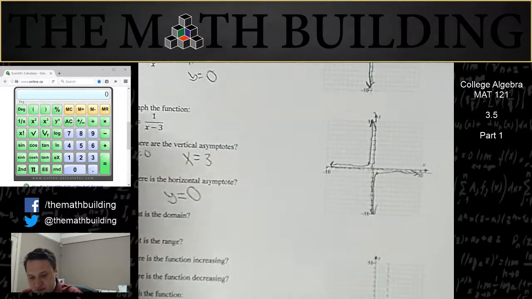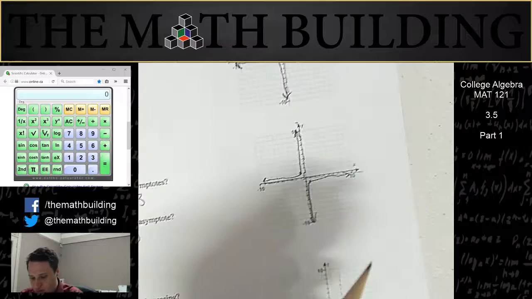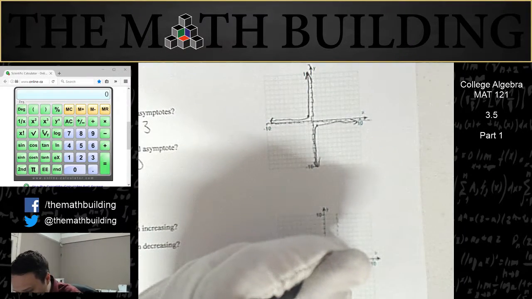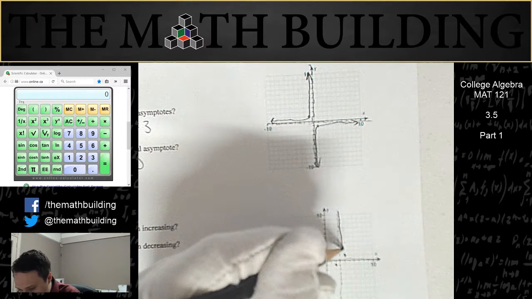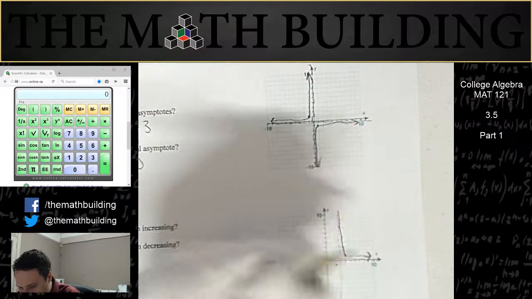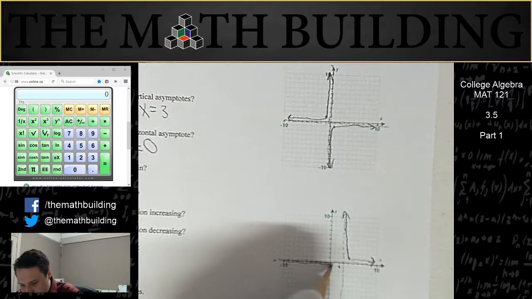The graph is basically going to be exactly the same as this graph. It's just been shifted over 3. So you can plug in some points if you like, but it's basically going to be this number here and this number here. So let's draw that in. And draw this one in. And this is because it's positive.